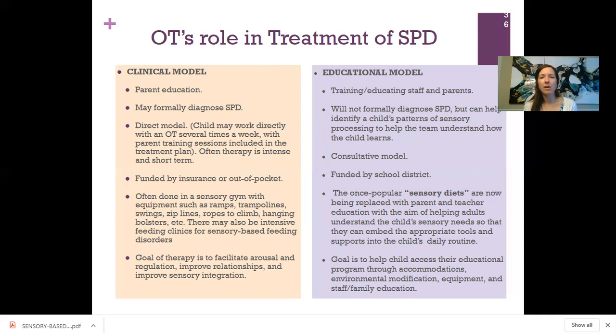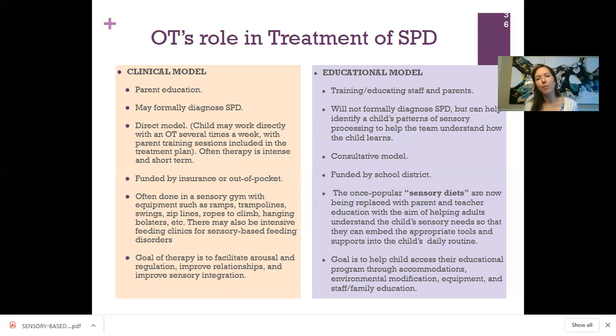And then in terms of intervention, sensory diets used to be really popular, where an OT would look at a child and say, okay, at 9 o'clock you're going to put them on the trampoline. At 10 o'clock you're going to give them a massage. At 11 o'clock, you know, but people are moving away from that because, first of all, kids with SPD are consistently inconsistent. They may not need the same things every day.